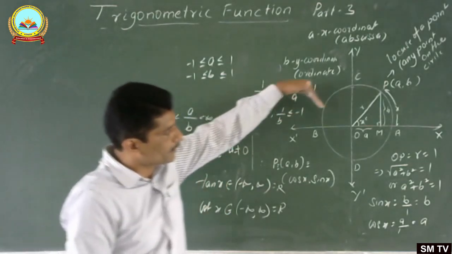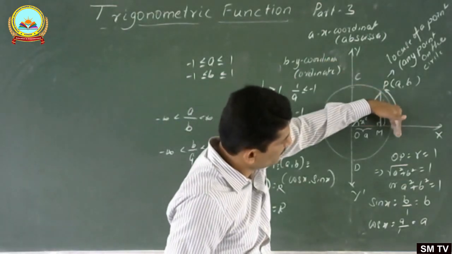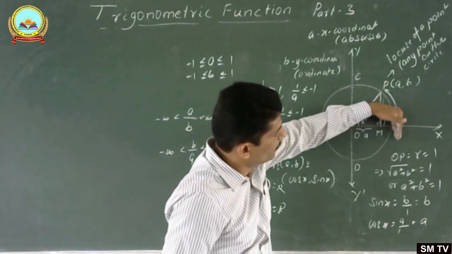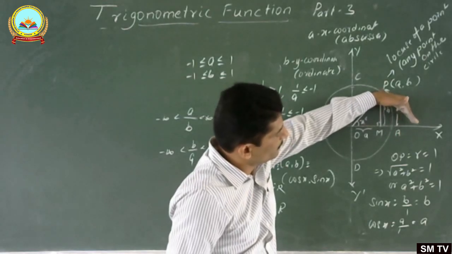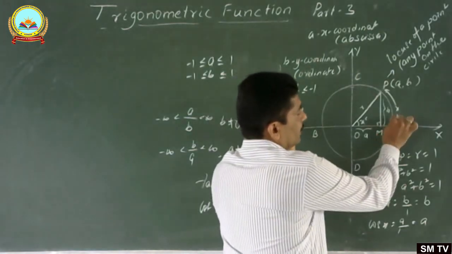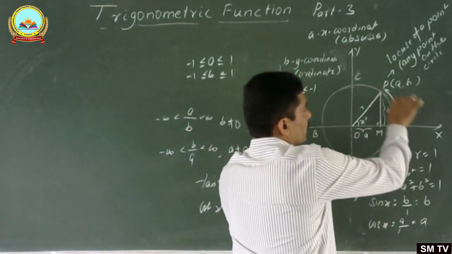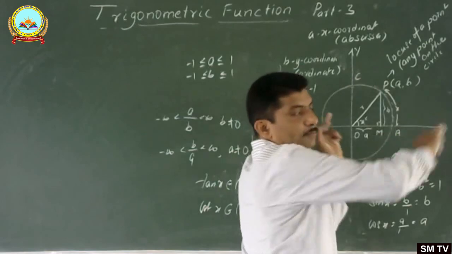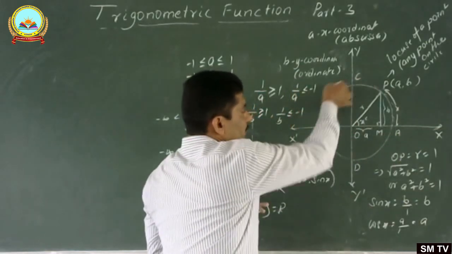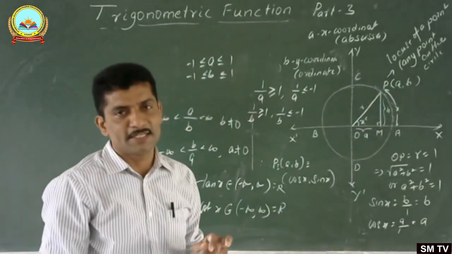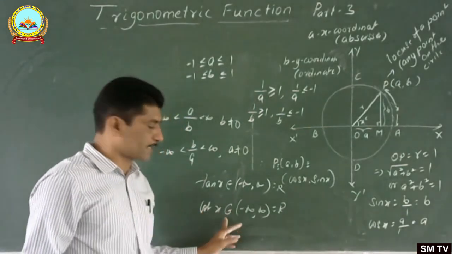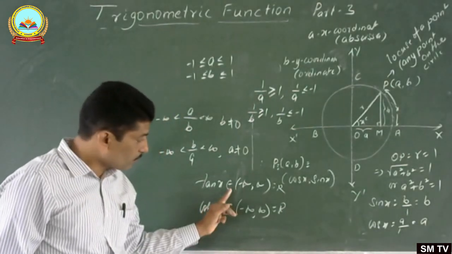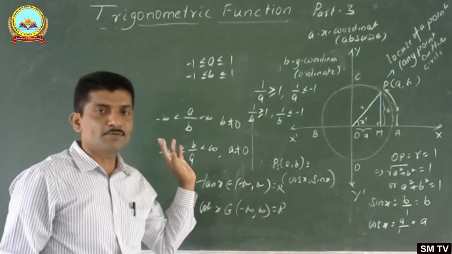What does the tangent become? Please draw the tangent at 0 here. You can continue like this. As it moves, the tangent values keep increasing. Up to where do they increase? Up to plus infinity. When it comes to this side, up to minus infinity. Therefore, tan x and cot x belong to the values minus infinity to plus infinity.